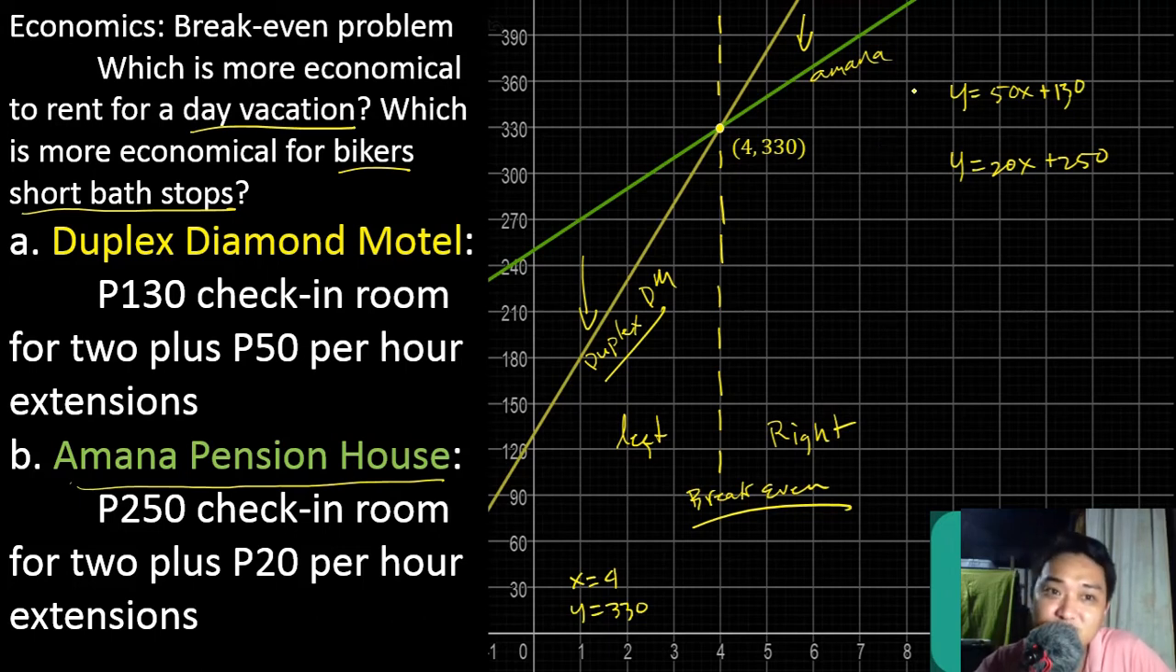Kung ikaw naman ay bakasyonista at in a certain place, nagtatagal ka doon, let's say, more than 4 hours, matutulog ka ron for a night, tapos magra-round trip pa. Kung bakasyonista ka talaga, mas makakatipid tayo dun sa Amana. Kasi, again, mas mababa yung kanyang graph compared dun sa Duplex Diamond Motel, if you're going to stay there more than 4 hours. Pero pag 4 hours lang, both motel or pension house are the same.